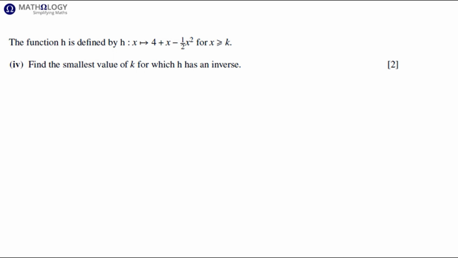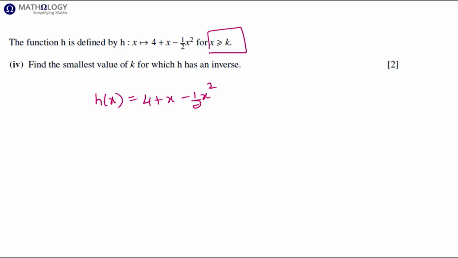Function h is defined by h of x equals 4 plus x minus half x squared, for x is greater than or equal to k. We're required to find the smallest value of k for which h has an inverse. Now h of x is really the previous function g of x, but with the restricted domain x is greater than or equal to k. So to find the smallest value of k for which h has an inverse.